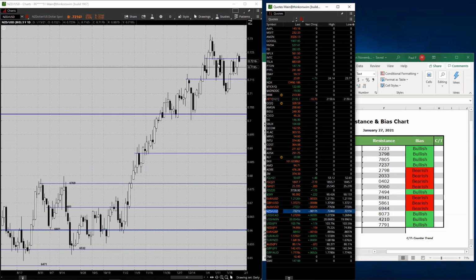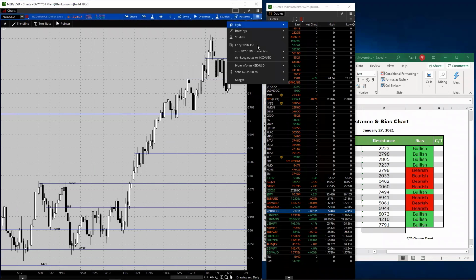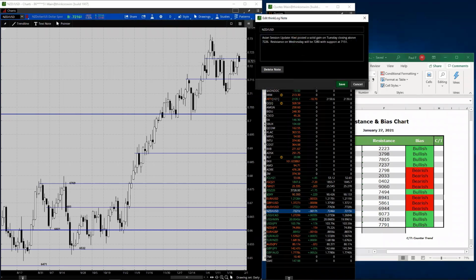And on the Kiwi, did break above here, but we're just not seeing much follow through whatsoever. Kiwi posted a solid gain on Tuesday, closing above 72.26. Resistance on Wednesday would be 72.80, which we're not making any kind of move towards. We support at 71.51.